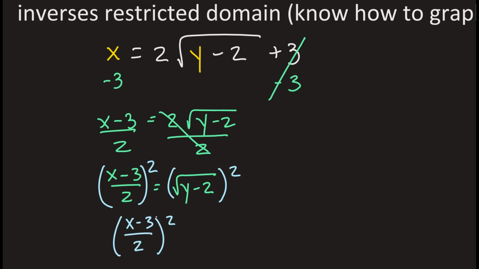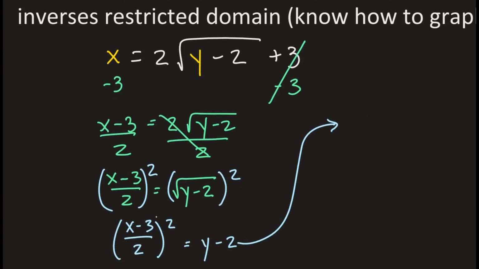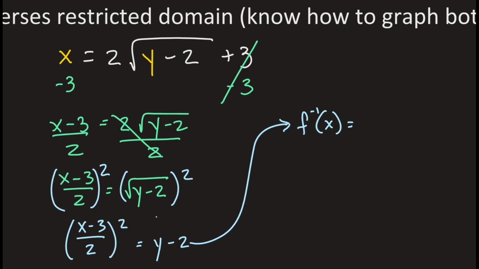Then what? Then you need to add 2. Now my original function was f of x. So what should I write here? F negative 1 of x, or the inverse of f of x. F inverse. This is our inverse function. Most people got this correct.